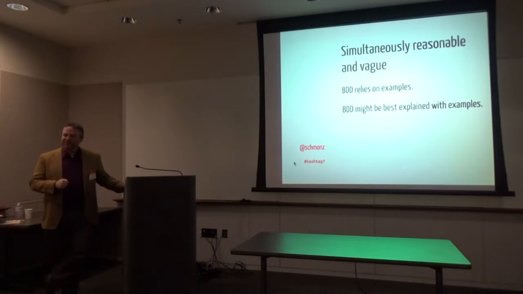So one of the things BDD does is that it relies on examples. You pick an example of the system behavior you're talking about, maybe you pick a few until you feel like you got the idea of what it's supposed to do, what it's not supposed to do. Maybe I should give an example right about now. Who wants to see an example of what I am talking about? Good, me too.